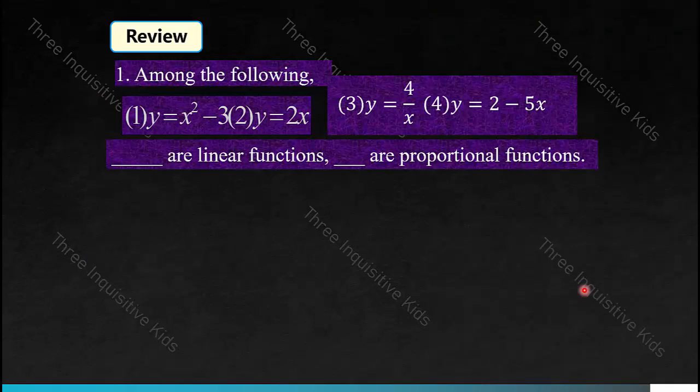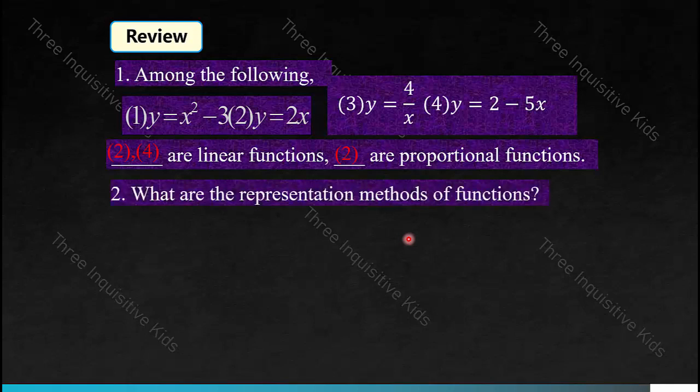Let's do some review first from the last lesson where we learned all about proportional functions, what they are, and their properties. Among the following four equations, which ones are linear functions and which ones are proportional functions? Well, 2 and 4 would be linear functions, and number 2 would be the proportional function. Remember, proportional functions are just a type of linear function.